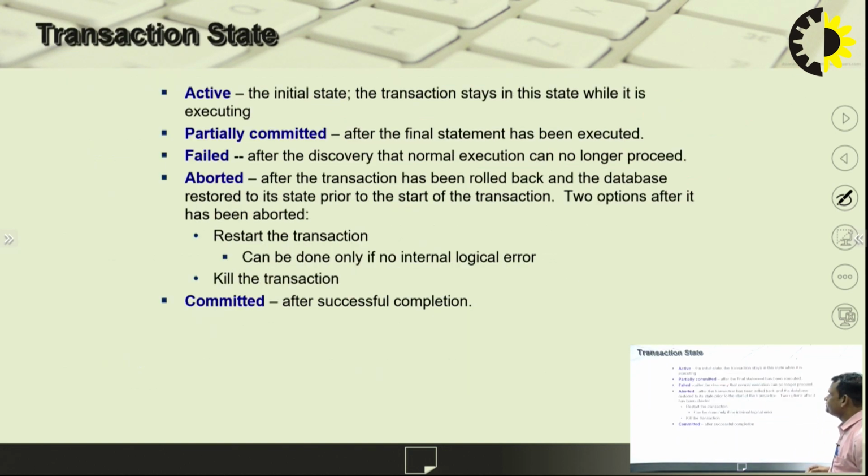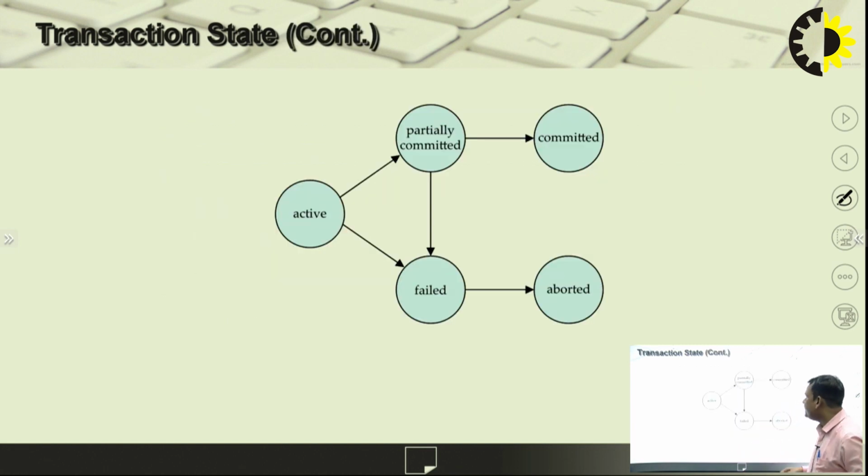Transaction states: there are basically five states. First is the active state, second is partially committed, third is the failed state, fourth is the aborted state, and fifth is the committed state. In the transaction state diagram, first is the active state, second is the partially committed state, third is the failed state, and fourth are the committed and aborted states.